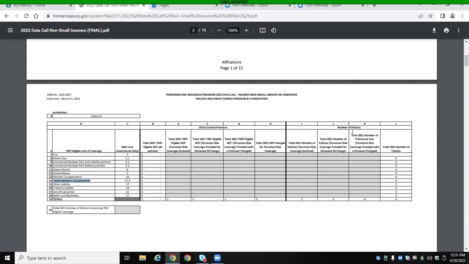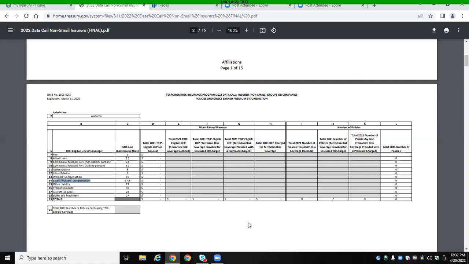On line 21, however, provide the total number of policies, and that's the box down here, provide the total number of policies containing TRIP eligible lines coverage, which will give us an accurate count of the total number of policies in the state. There will also be double counting across states if you have policies that cover multiple states. In addition, each policy covering multiple states will get entered in each relevant state worksheet.